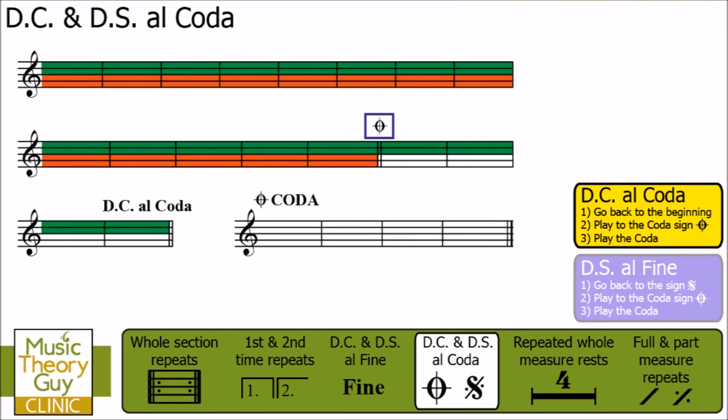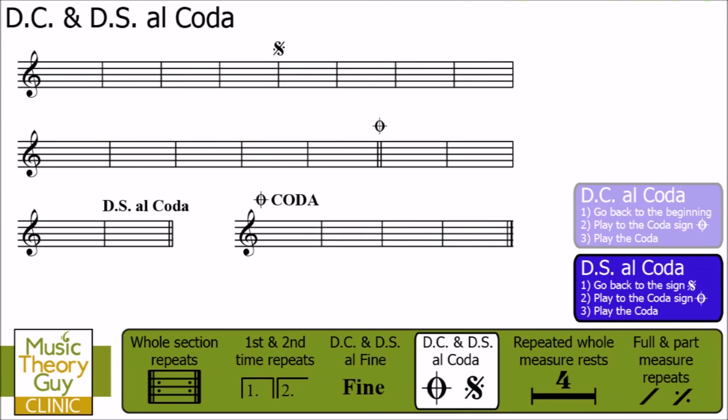Now, once we reach that coda sign, as per the third instruction, it says play the coda. So we jump directly to the first bar or measure of the coda and we play that bar or measure, and then we keep going until we get to the end of the coda. And that's it. All you've got to remember when you see a DC al Coda is to make sure you jump back to the beginning, and then you just keep going until you get to that coda sign, and then you jump directly to the coda.